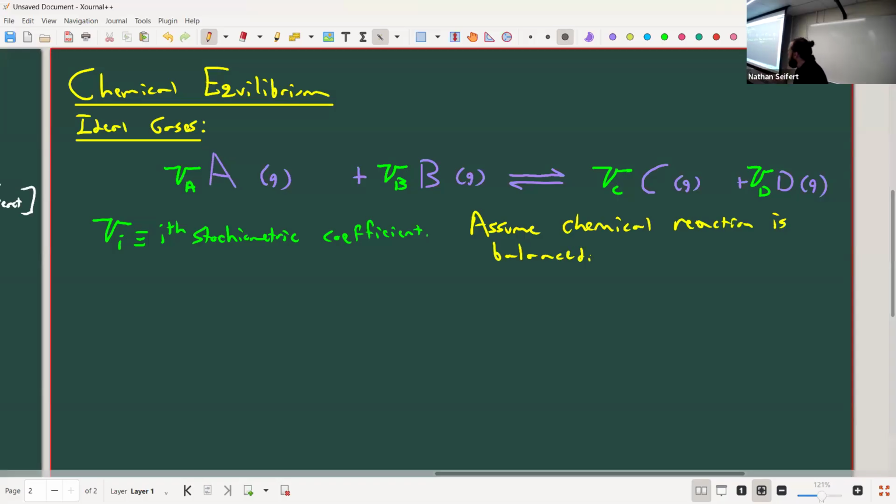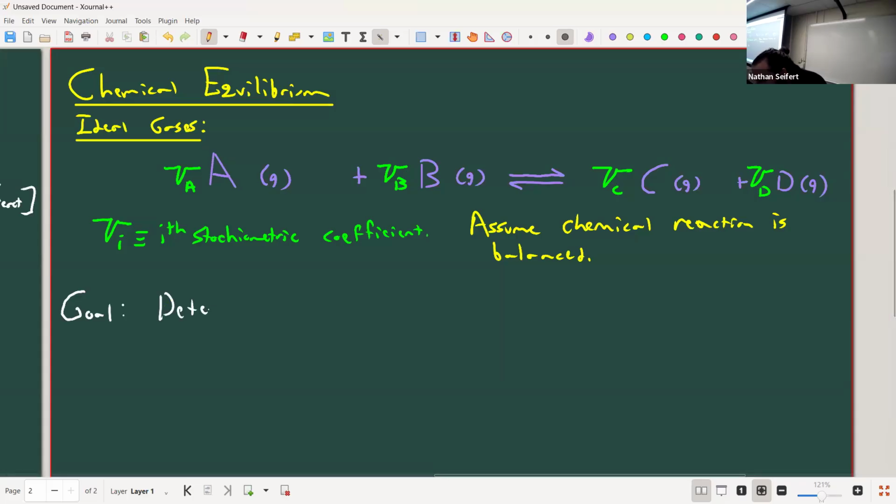Okay, and so what I want to think about is, how do I use Gibbs energy? How do I use thermodynamic parameters we've learned to track where the system lies in equilibrium? Is it at equilibrium? Is it out of equilibrium? Do we have too few products or too few reactants? Where do we lie in terms of the material? So our goal is to determine whether a reaction is at chemical equilibrium.